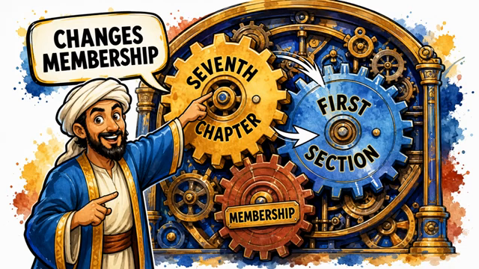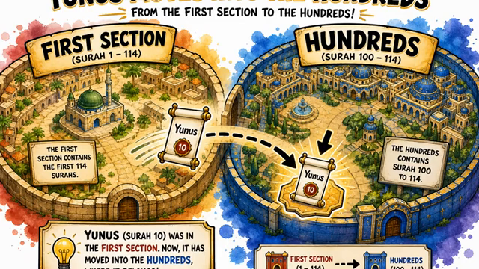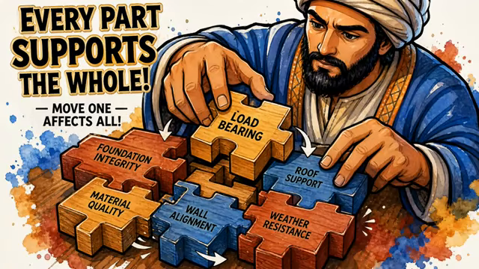And here is why that 7th chapter dispute is more than trivia. It does not only change the membership of the first section, it changes where the second section starts. If the 7th long chapter is Surah Yunus, then Yunus belongs to the 7 long, and the hundreds begin with the chapter after it. But if the 7th is Al-Anfal and At-Tawbah counted together, then Yunus is not in the first section at all, and it becomes the opening chapter of the hundreds instead. 1 disputed boundary, and 2 sections shift at once. That is what it looks like when you are dealing with a real structural system rather than a set of loose labels. The pieces are load-bearing. Move one and the next one moves with it.